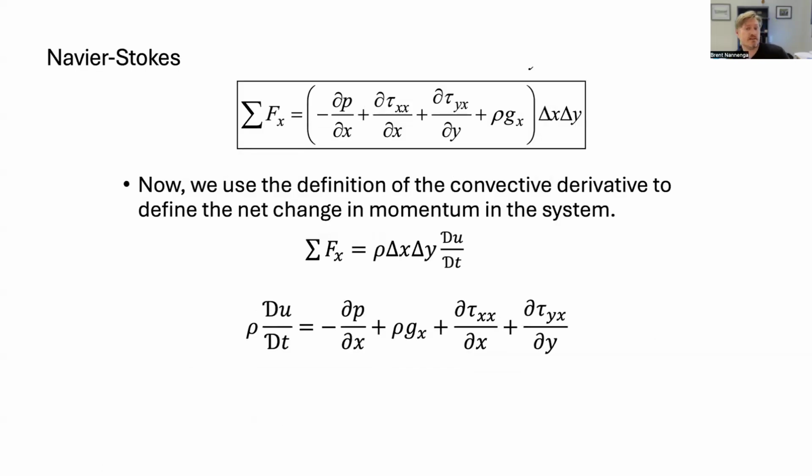Okay, so now we're going to plug in the definition of this convective derivative to look at how the net change of momentum is coming in and out of the system. Remember, this is a momentum balance here. So the change in force here is going to be equal to our density, the area that we're talking about, and then the convective derivative of velocity with respect to time. If we expand our definition here, which we had before, this is the sum of our forces that we got from the last slide, because we were able to divide both sides by delta x, delta y. We end up with this equation here: the convective derivative times density equals what we had just put together from the last slide with pressure, body force, and then the shear and normal stresses.